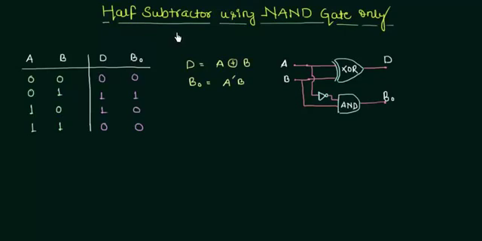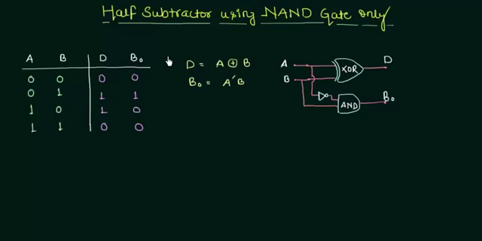In the last few presentations, we completed the implementation of half adder and full adder by using the NAND and NOR gate only. Now in this one, we are going to implement the half subtractor by using the NAND gate only. So this is sometimes an important question in the exam. They will ask you to implement the half subtractor or full subtractor or adder by using the NAND gate only or by using the NOR gate only.